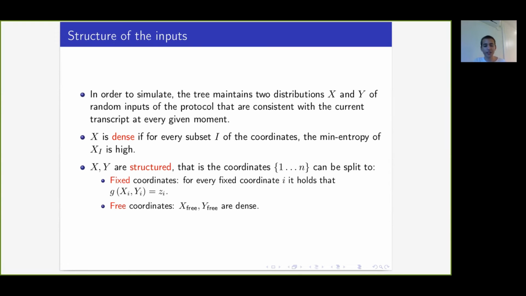And the free coordinates. These are the coordinates such that the simulated transcript does not give a lot of information about them. This is captured by the notion of density. Note that, intuitively, the structure we introduced resembles the structure of the natural protocol. The fixed coordinates are the coordinates on which the protocol computed g, and the free coordinates are the ones on which the protocol didn't talk.